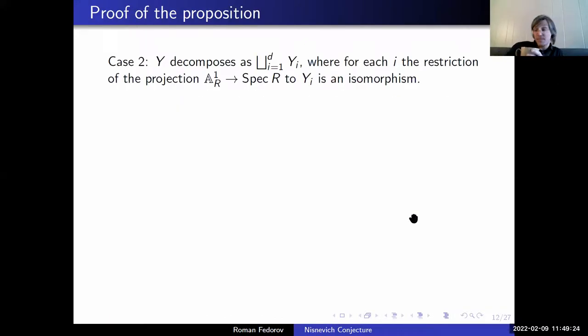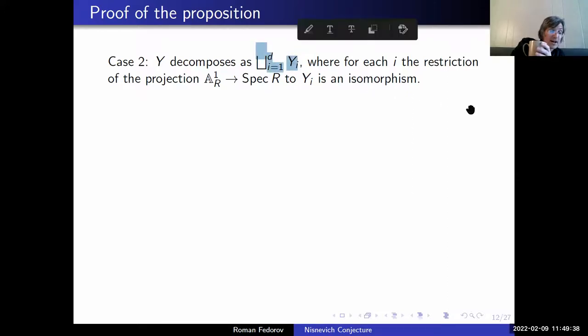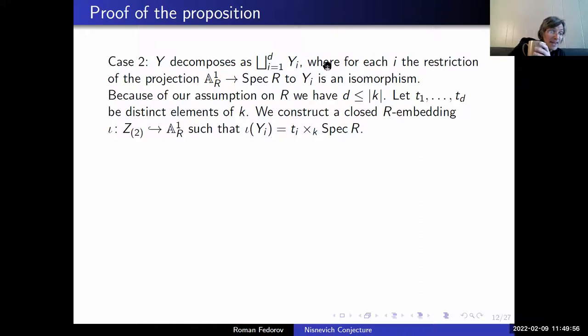Okay, so now I get to case two of my proposition. I am assuming this time that Y is not constant over the base, but still decomposes into the union of connected components, such that each connected component is constant over the base, projects isomorphically to the base. So it's a slight generalization of the first case. And actually, this is where I'm using the assumption on the field. Because my assumption on the field actually tells me that the number of these components is at most the cardinality of K. It's trivial if K is infinite, and it follows from the existence of the splitting if K is finite. And so I can take some distinct elements of K.